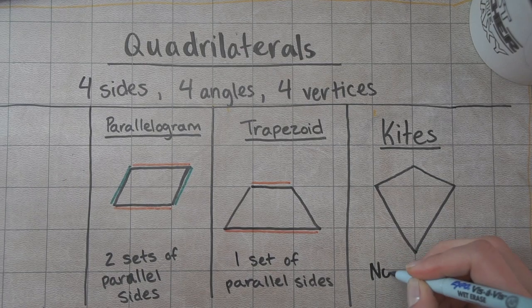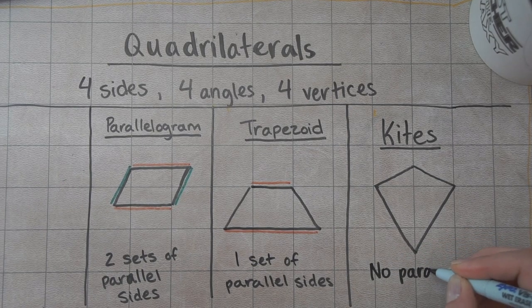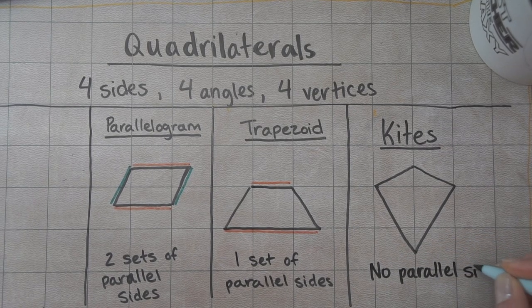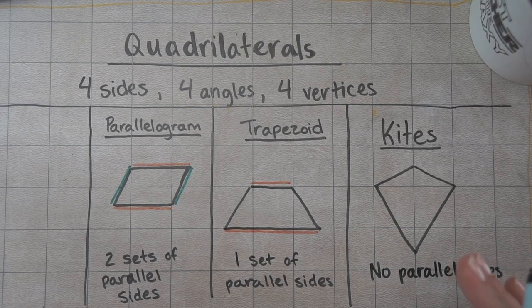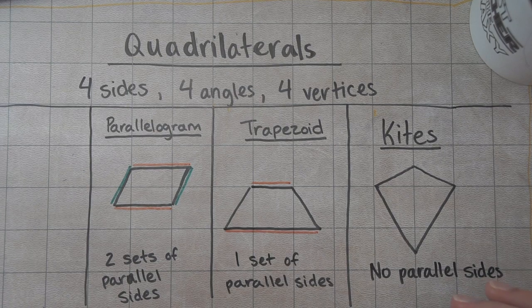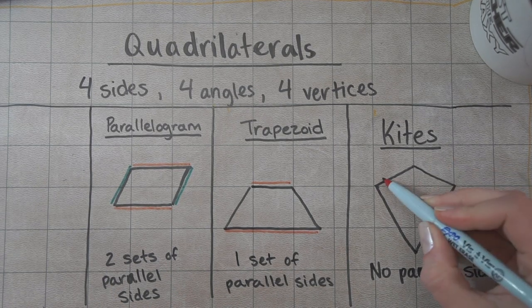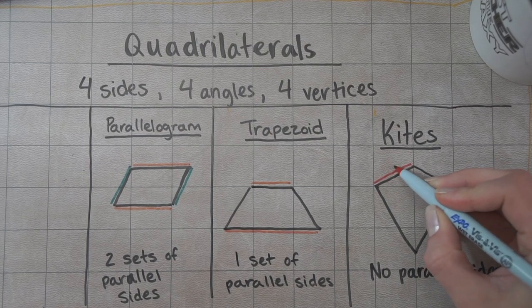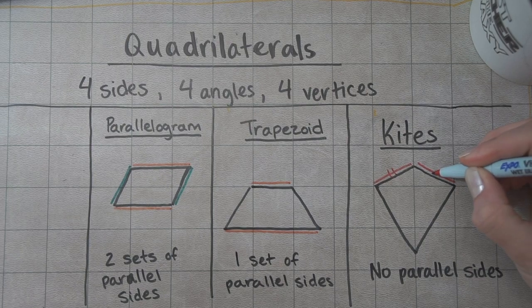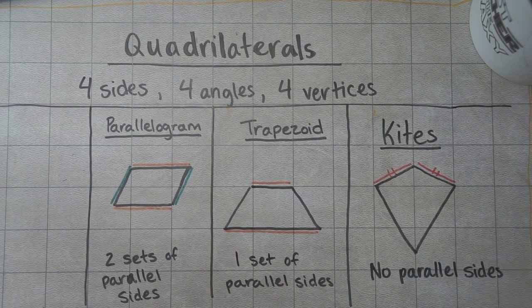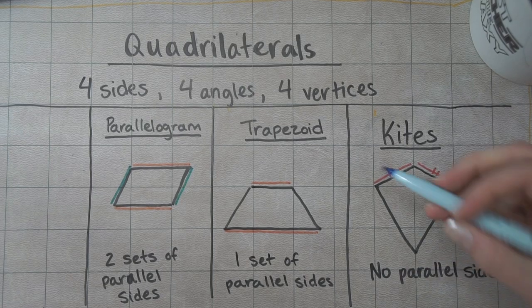So they have no parallel sides. But kites do have 2 lines that are the same length right next to each other. We have 2 short sides that are equal. I'll do a little equal sign in the middle of them. And we have 2 long sides that are equal down here.